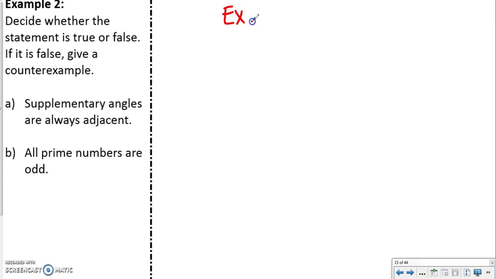Okay, so example 2. The directions here say decide whether the statement is true or false. If it is false, give a counterexample. Okay? So part A, supplementary angles are always adjacent.